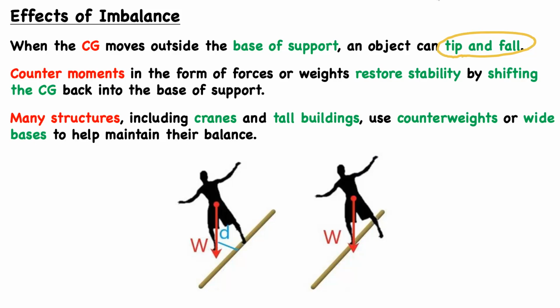So what this person can do is essentially shift their center of gravity by producing a counter moment, which again is some sort of force, or in some cases, an additional weight. And this counter moment can restore the stability, bringing the person back to something closer to what we see in this right image. But not all structures have this luxury. For example, if we're looking at cranes or tall buildings, it's not so dynamic or quick to respond.